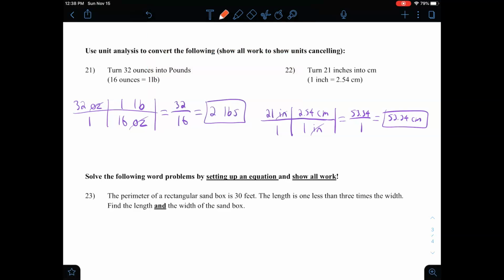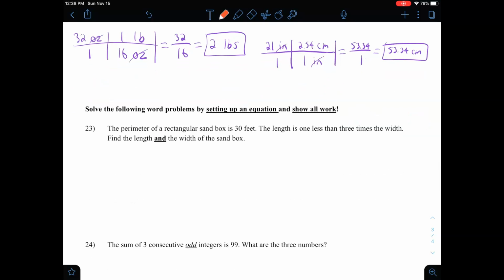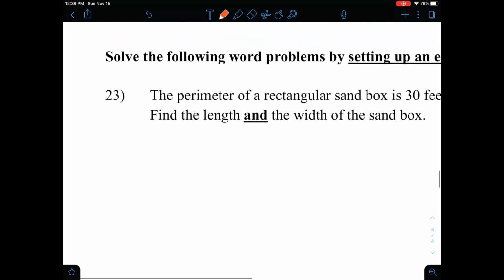Last 2 examples, which are the hardest problems on this worksheet, but stick with me and we'll get through them together. All right, so it says the perimeter of a rectangular sandbox is 30 feet. The length is 1 less than 3 times the width. Find the length and the width of the sandbox. All right, well, let's draw a picture here.